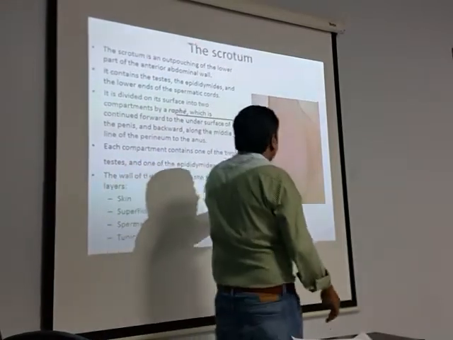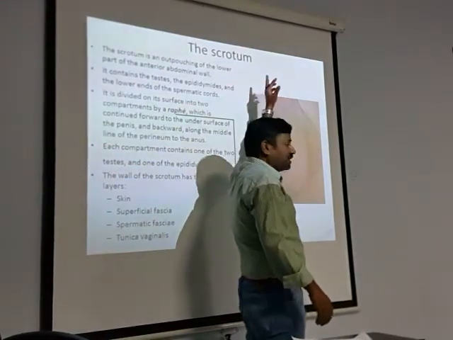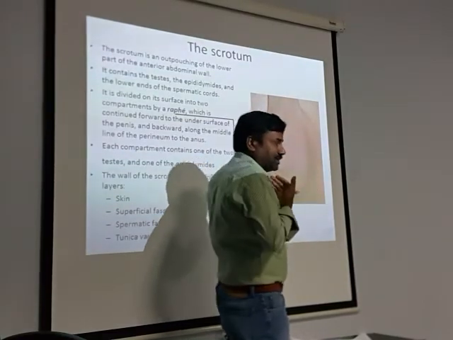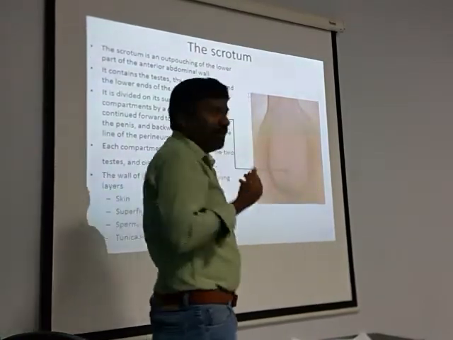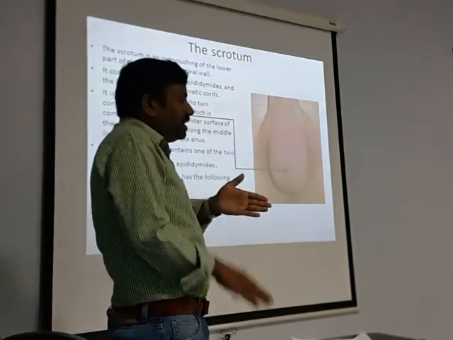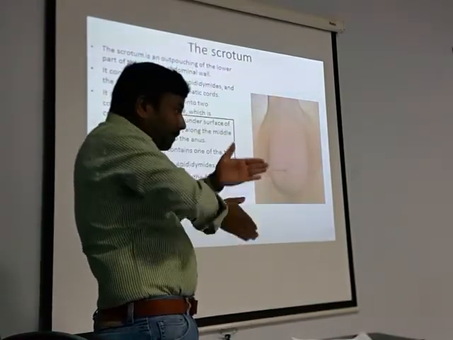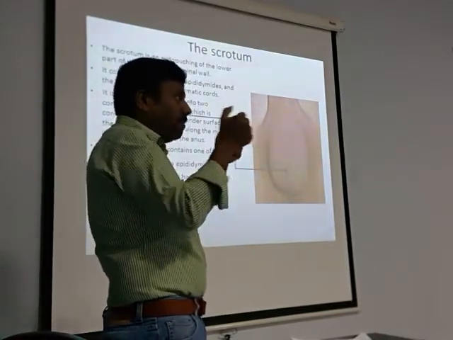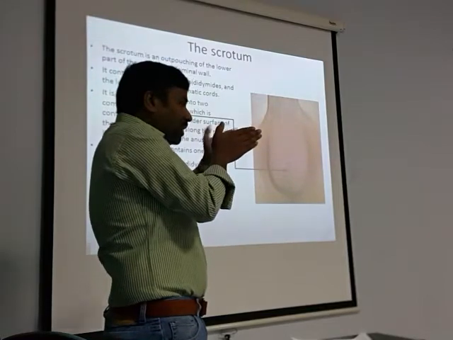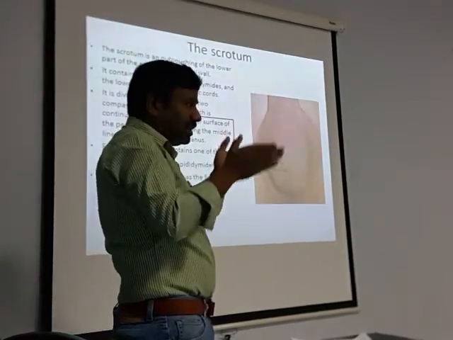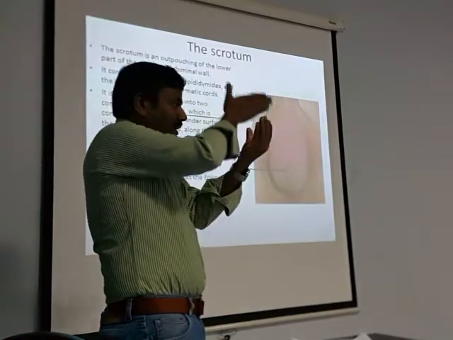So that is called the raphe, which is continuous with the undersurface of the penis and posteriorly with the center of the perineum. If you look inside, beneath the raphe there will be a septum dividing the sac into two compartments, totally separating the right testis from the left testis.